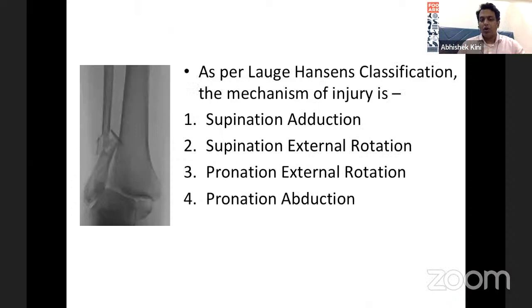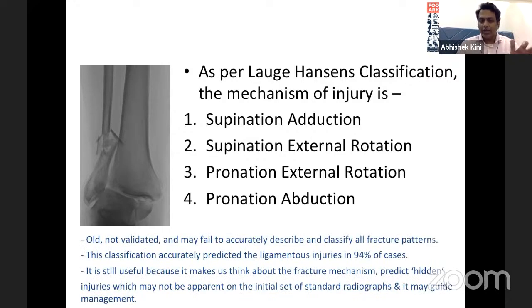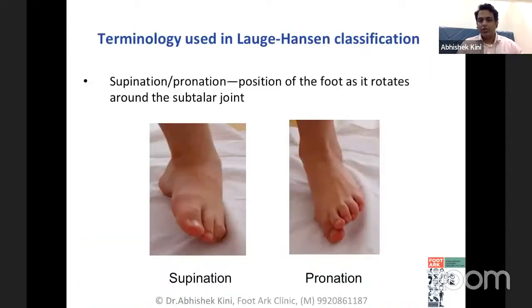We have all studied and grown up on the Lauge-Hansen classification: supination adduction, supination external rotation, pronation external rotation, and pronation abduction. This is an old classification, not validated, and newer ones are coming up, but it accurately predicted the ligamentous injuries in almost 94% of cases. Hence, it is a useful classification to keep in mind to predict or preempt what ligament injuries may have occurred. The terminologies used in Lauge-Hansen are supination and pronation.